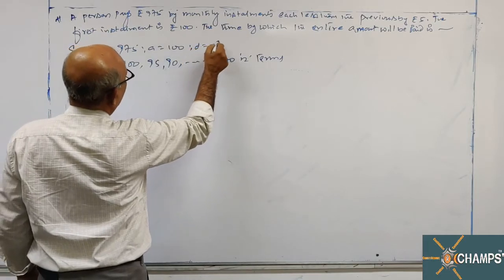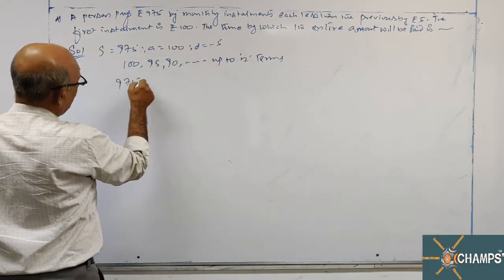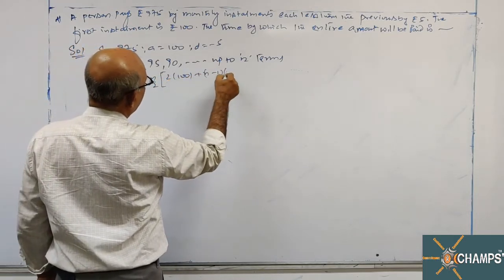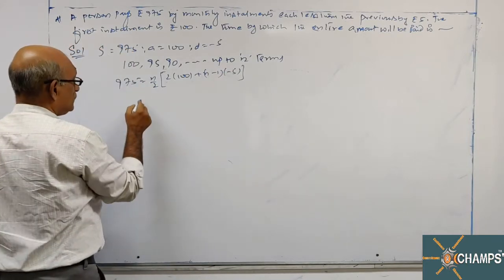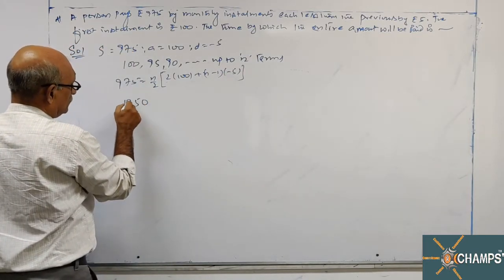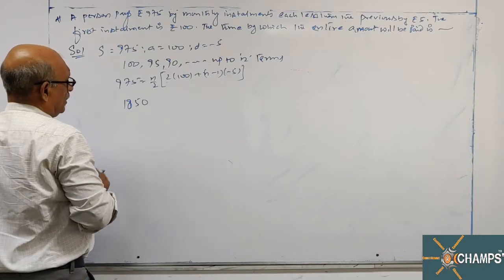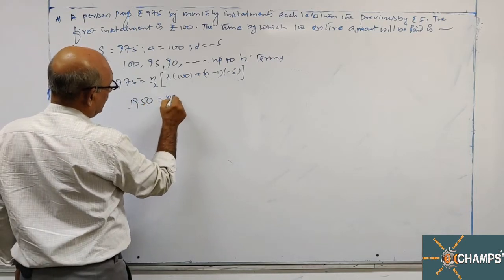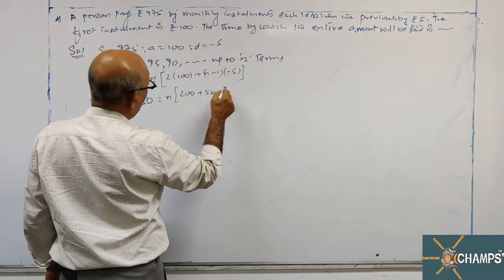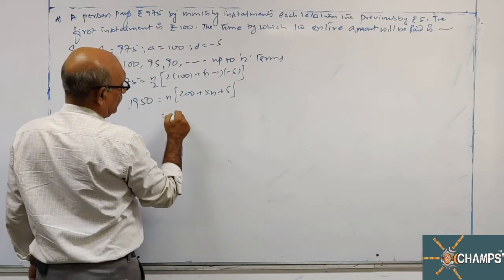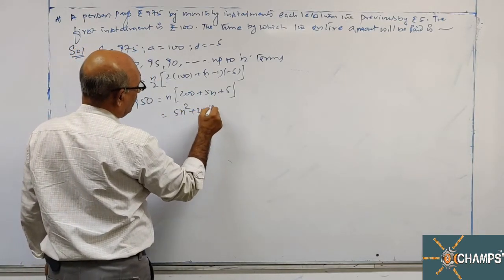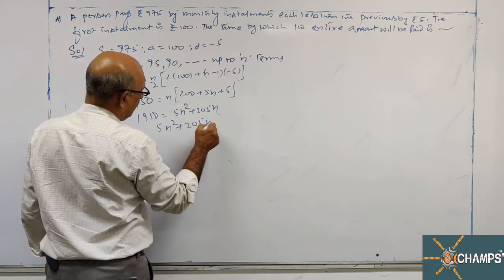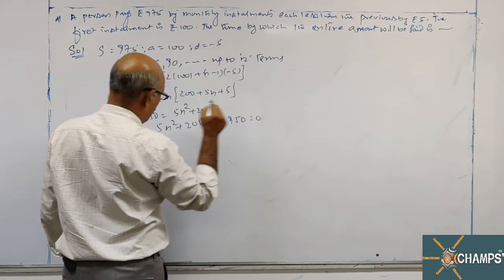So common difference is equal to minus 5. 975 is equal to n by 2 into 2a plus n minus 1 into common difference, which is minus 5. So 1950 is equal to n into 200 plus 5n plus 5. So 5n square plus 205 into n is equal to 1950. 5n square plus 205 into n minus 1950 is 0.